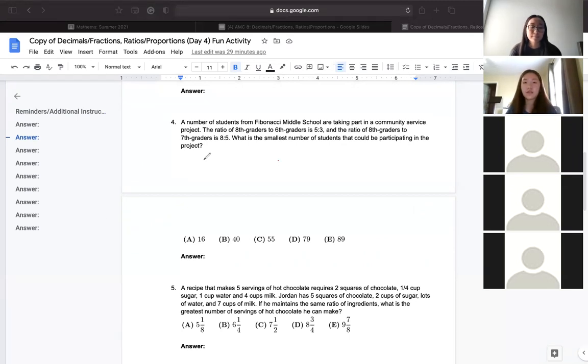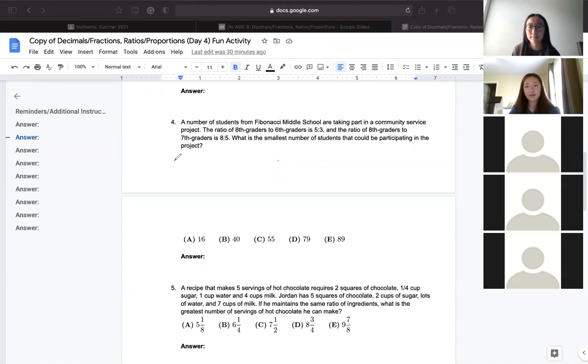So it says a number of students from Fibonacci Middle School are taking part in a community service project. The ratio of 8th graders to 6th graders is 5:2, and the ratio of 8th graders to 7th graders is 8:5. So what is the smallest number of students that could be participating in the project? Okay, so first thing to note is that we can't have a fraction of a person. So each person has to be a whole person. So the number of 8th graders, 7th graders, and 6th graders all have to be integers.